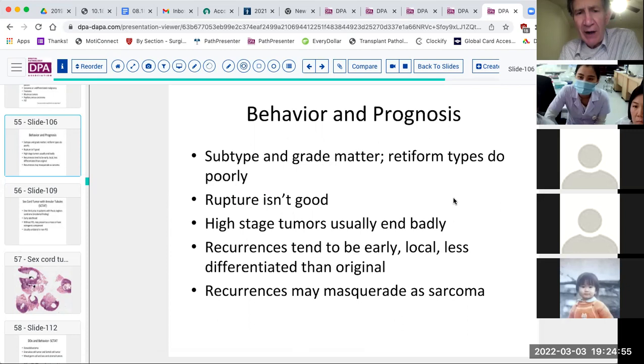In contrast to granulosa cell tumor, this tumor recurs early and usually in a less differentiated form than the primary. And thus, when it recurs, it may begin to look a little bit more sarcomatoid. Now, there are other tumors that can also recur as a sarcomatous lesion. Sometimes serous carcinomas can recur as a dedifferentiated kind of sarcomatoid carcinoma. So this is not the only category to think about, but that is certainly true for these cases.